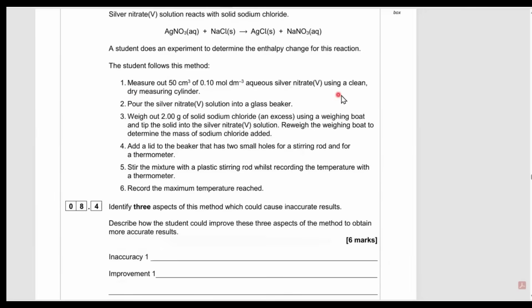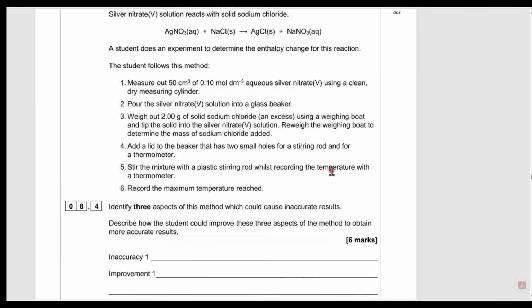Okay, you can read yourself through this next one. We've got a little method here, and it's for the reaction of silver nitrate with sodium chloride to form the silver chloride precipitate and sodium nitrate. They've got this method, and there's 3 inaccuracies, and we want to look for improvements. So just read the method carefully and look for improvements. There's probably 7 or 8 improvements you could do with this method.